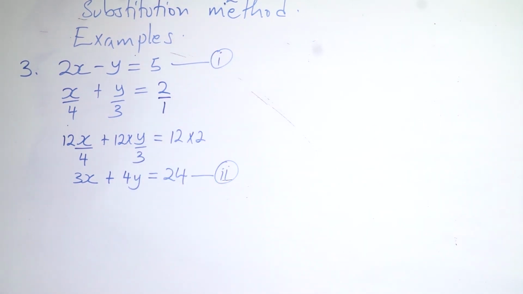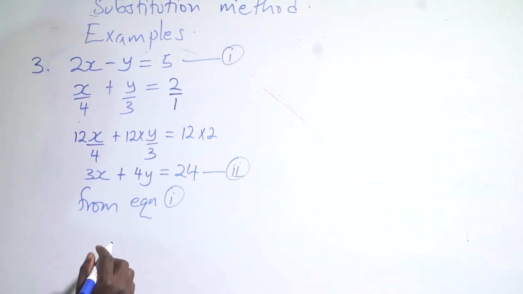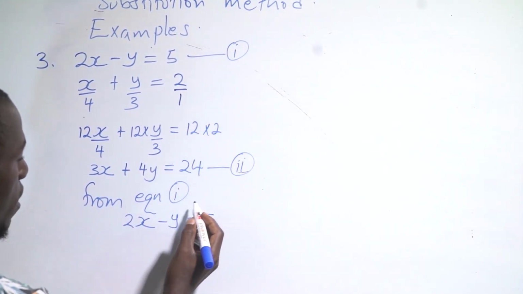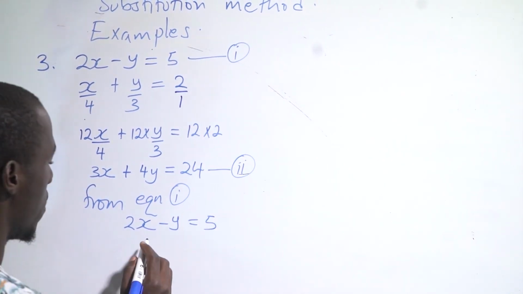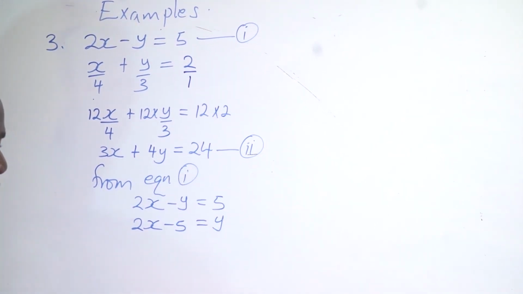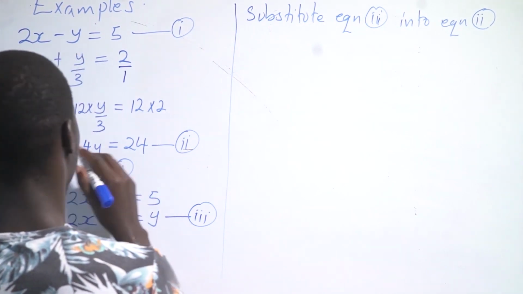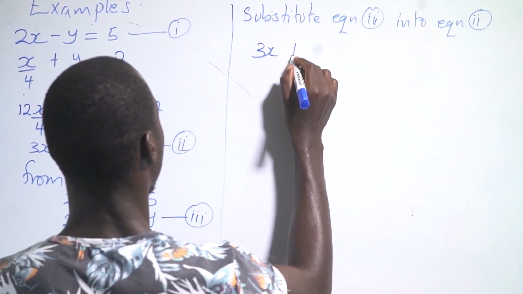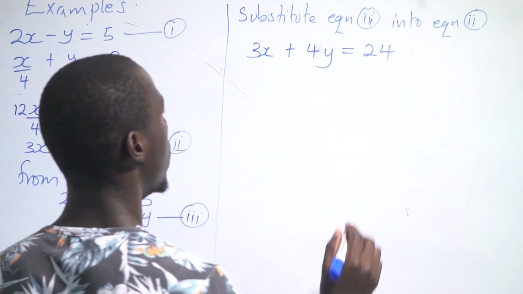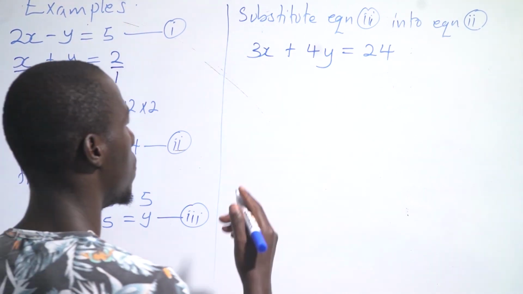So from my equation 2, I can get equation 3. This is 2x minus y is equivalent to 5. When I take y the other side, then I bring 5 this side. So that is 2x minus 5 is equivalent to y. I'm going to substitute equation 3 into equation 1. So that is 3x plus the 4y, which is equivalent to 24. Then, where there is y, I'm going to write 2x minus 5.